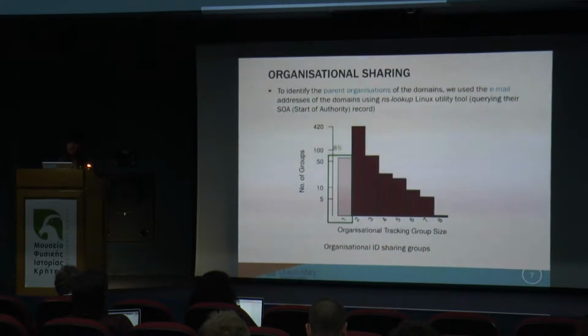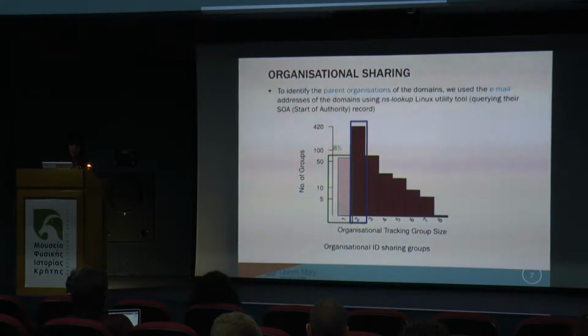This figure shows the number of organizational ID sharing groups across the size of the groups. In fact, we see that only 8% of this ID sharing is happening within single organizations, of which Google is very dominant in this category. But the majority of ID sharing is happening between various organizations, and in particular, two-organization sharing happens very dominantly.